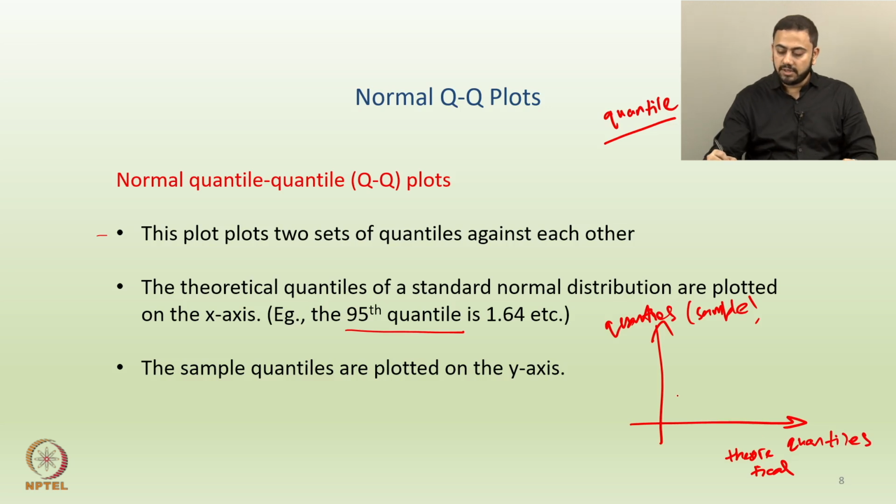And if this graph shows you a straight line, then normality holds. Why is that? Because both these quantiles would match. Since you are plotting these two quantiles, one theoretical and the other sample, if both fall on a straight line, then normality holds true, because essentially the sample quantiles and the theoretical quantiles match.